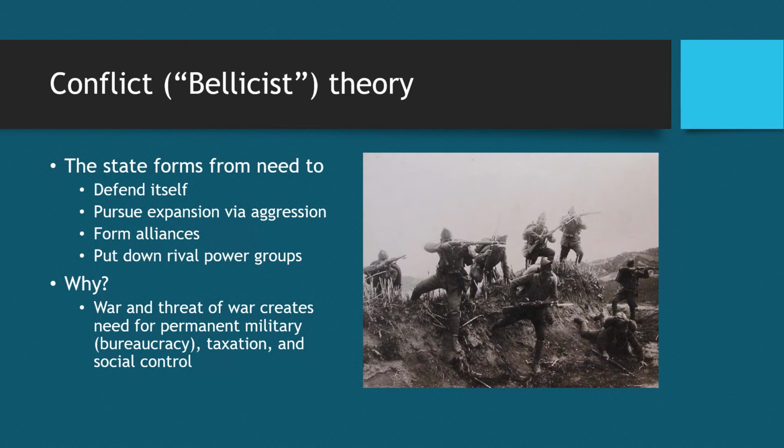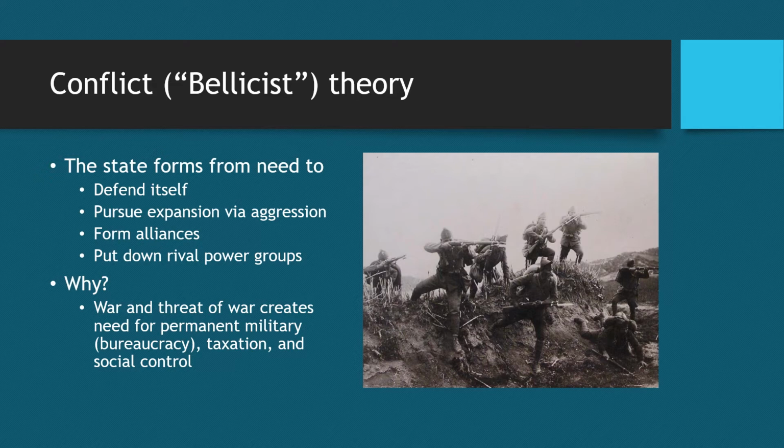The conflict theory of state formation tells us that the state forms basically from a need to either defend itself militarily or to try to pursue expansion through aggression. Think of World War I, where Germany was trying to expand its borders. So basically, the conflict theory, which is also known as the bellicist theory, bella or belle, is a root of a word that means war.